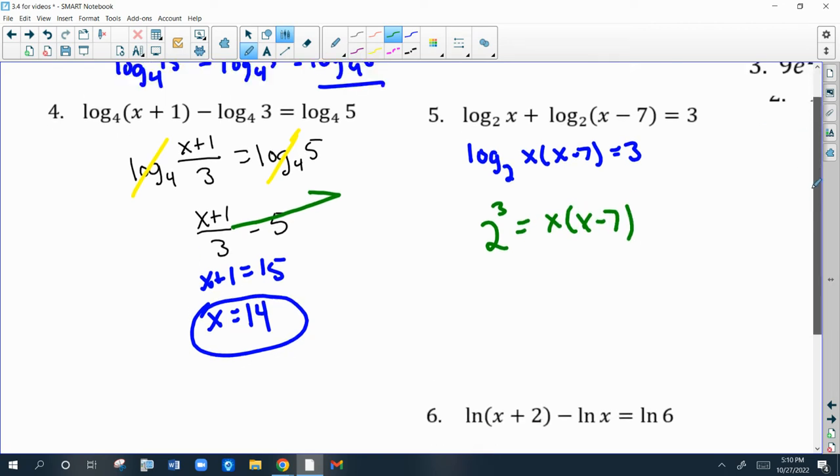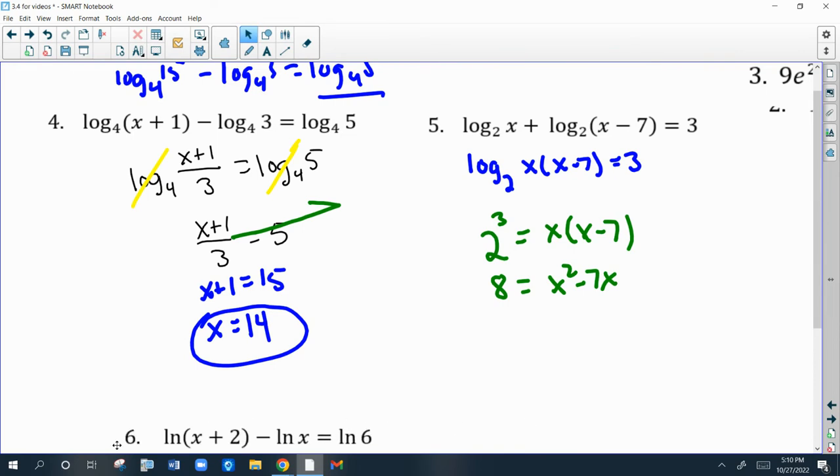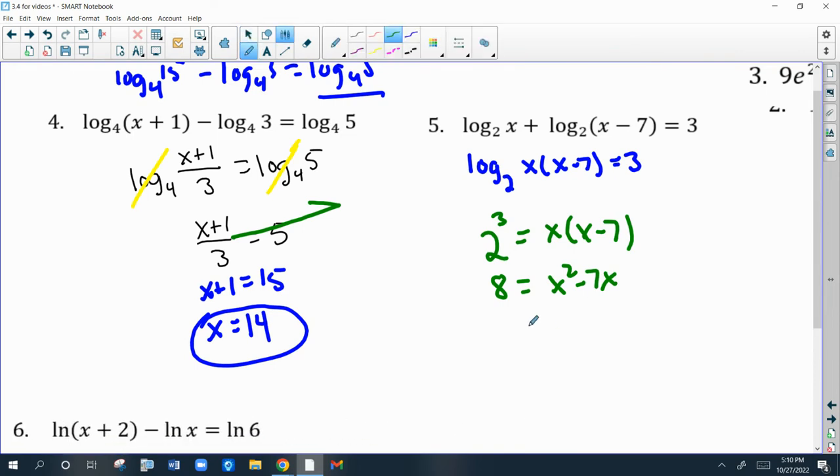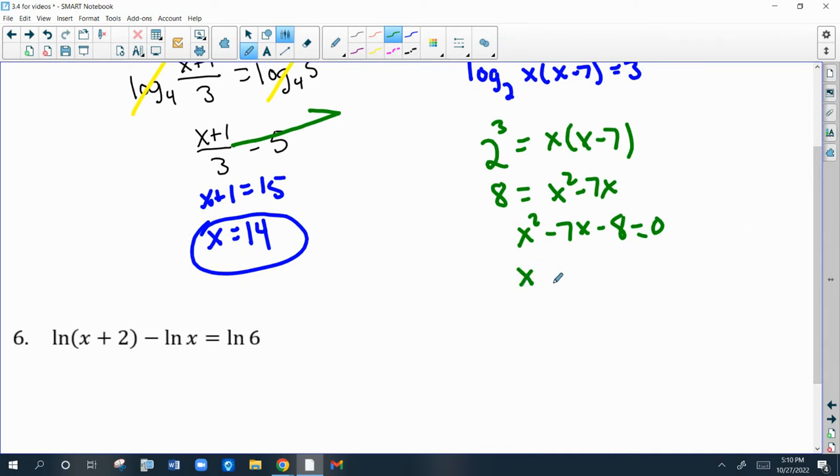So now you just solve this equation. Now notice it's a quadratic because 2 cubed is 8, but you have to multiply this x out, x squared minus 7x. So to solve a quadratic equation, you're going to use any method that you know of. I'd use factoring if possible because it's easy. So let's see if it factors. Subtract 8. Look for factors of negative 8 that add up to negative 7. There are a couple. It's negative 8 and positive 1. So your two solutions are x equals 8 and x equals negative 1.